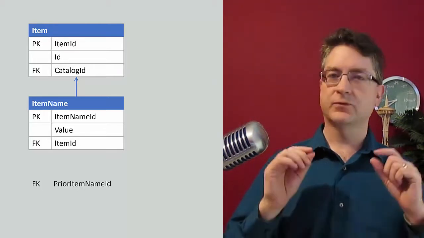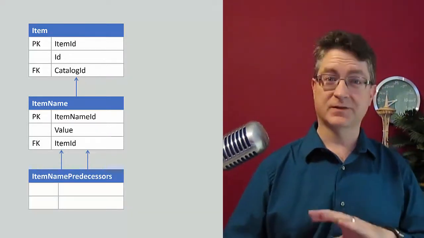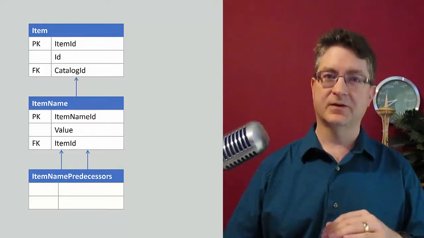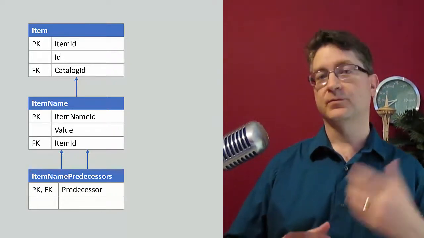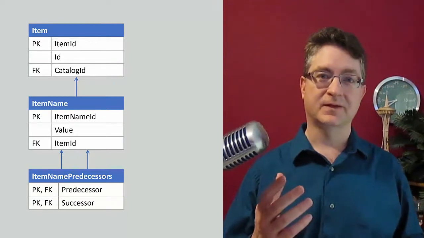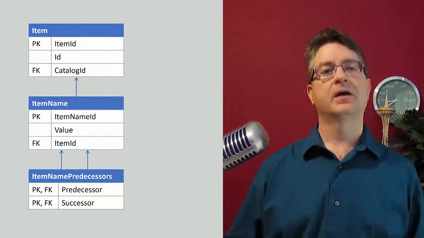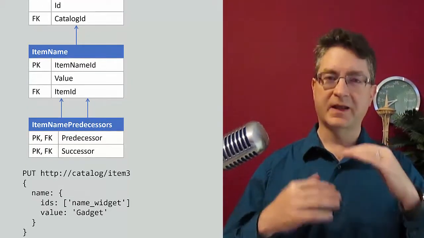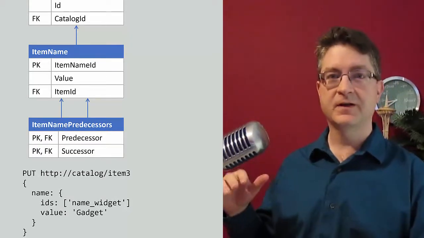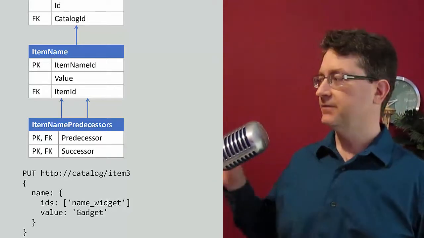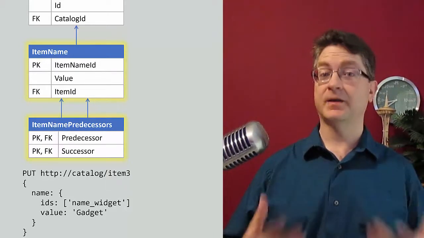Now I can't store that foreign key directly in this table, so I create another table. This is my item name predecessors table. And so this carries the IDs of all of the predecessors for any given item name. So I've got a predecessor foreign key and a successor foreign key. So for a given successor record, I can look up all the predecessors. And so now I can look in this set of tables and I can see, do I already have a record of this particular fact? If I do, I don't insert anything, I just respond OK. If I don't, I insert something and then I respond OK. So I'm being idempotent on the put.